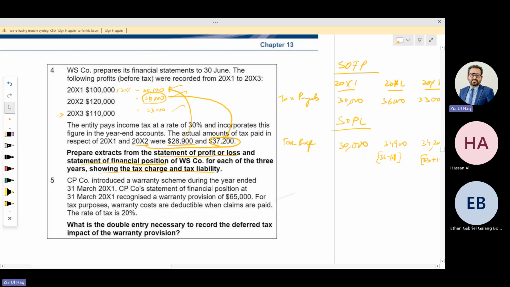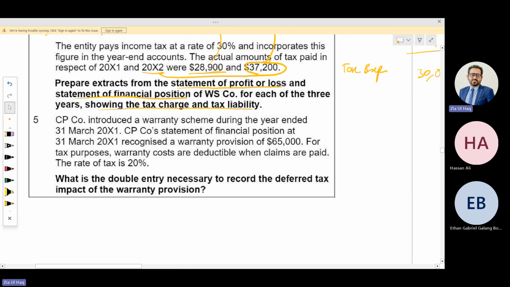Number 5, please. What is the double entry necessary to record the deferred tax impact on warranty provision? First, you need to calculate deferred tax to see whether it is deferred tax asset or deferred tax liability. If it is asset, debit to income tax expense. If it is a liability, credit, what should be in the debit? Income tax expense.